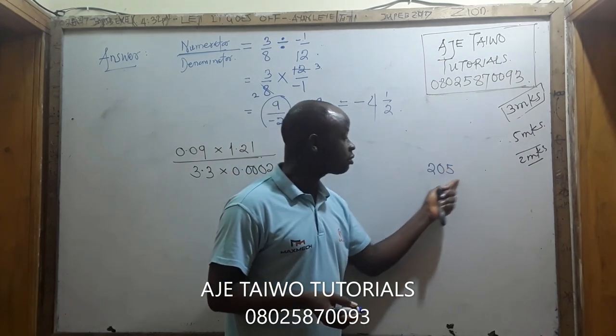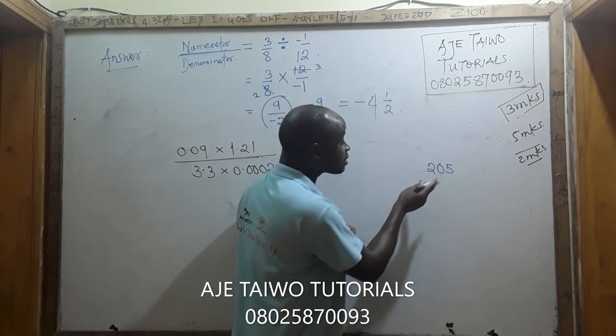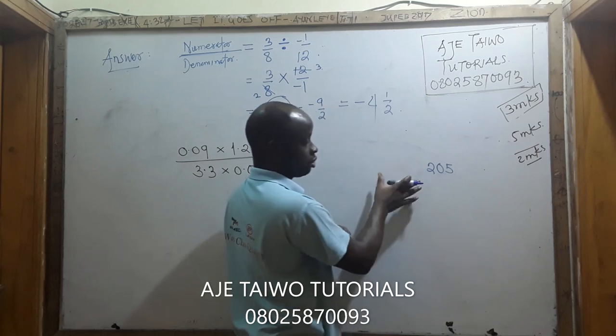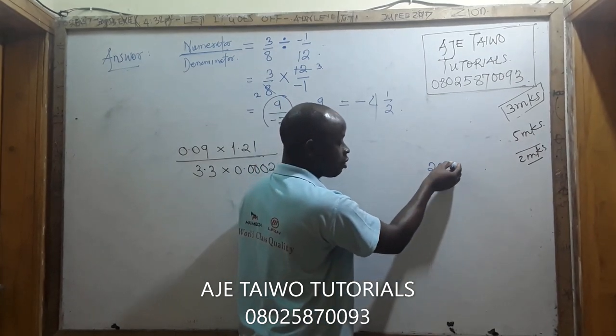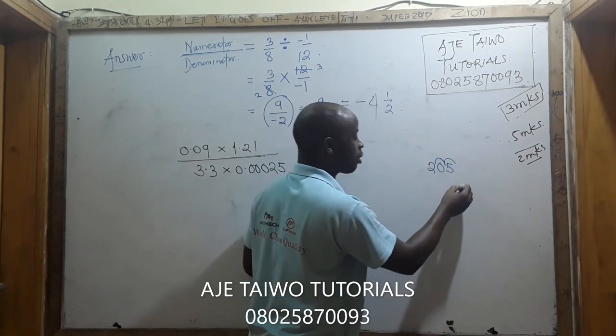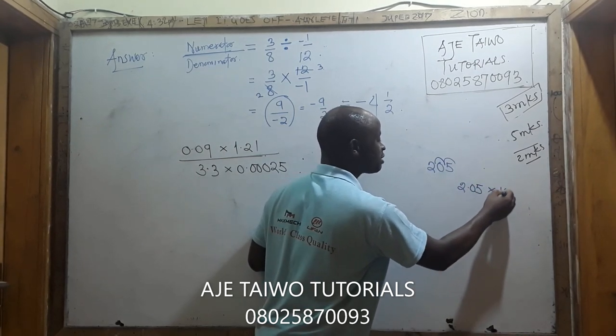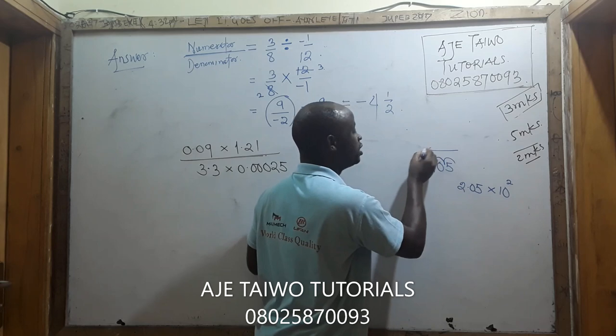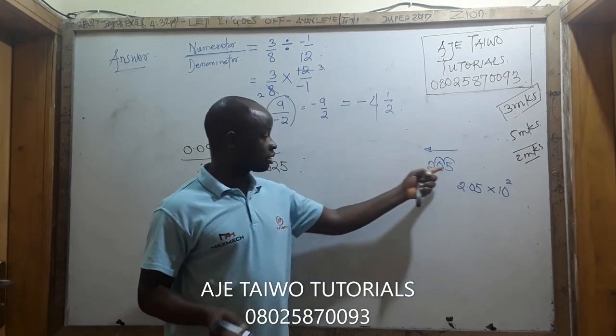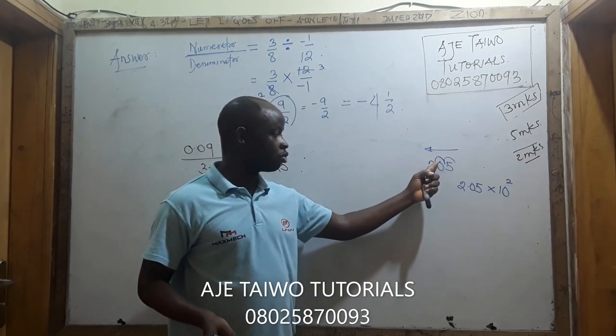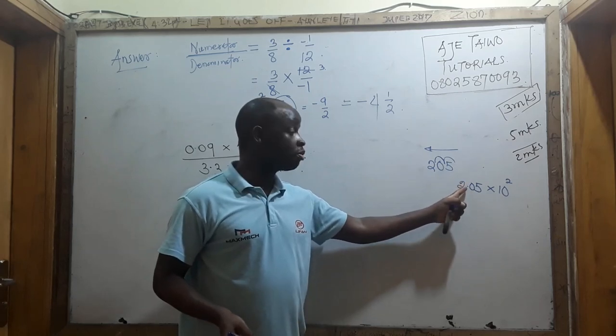Let me ask you, if I give you 205 and I take this to standard form, because it does not start with zero, it's a number. We will say 1, 2. That becomes 2.05 times 10 raised to power 2. I move 1, 2 to the first number. That's 2.